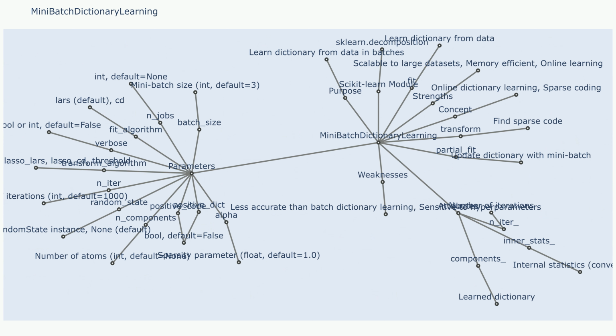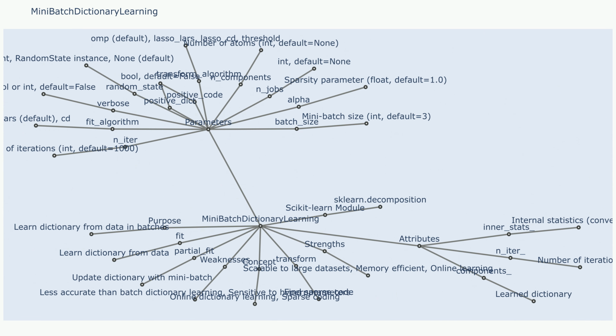4. Key parameters. N components. This parameter defines the number of atoms in the learned dictionary. A smaller number of atoms leads to a more compact representation, but may reduce the accuracy. Alpha. This controls the sparsity of the codes. Higher alpha values lead to sparser codes. N iter. The number of iterations to run the algorithm for. Batch size. The number of data points in each mini-batch.